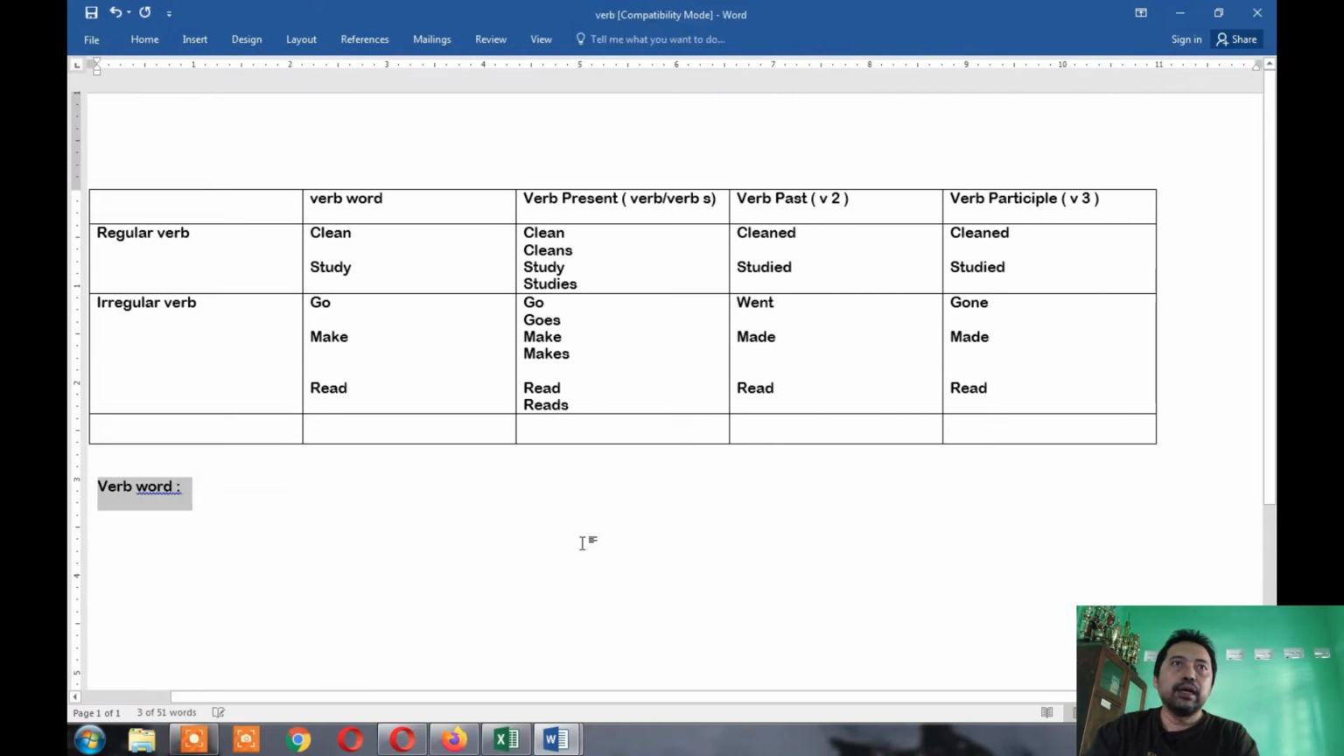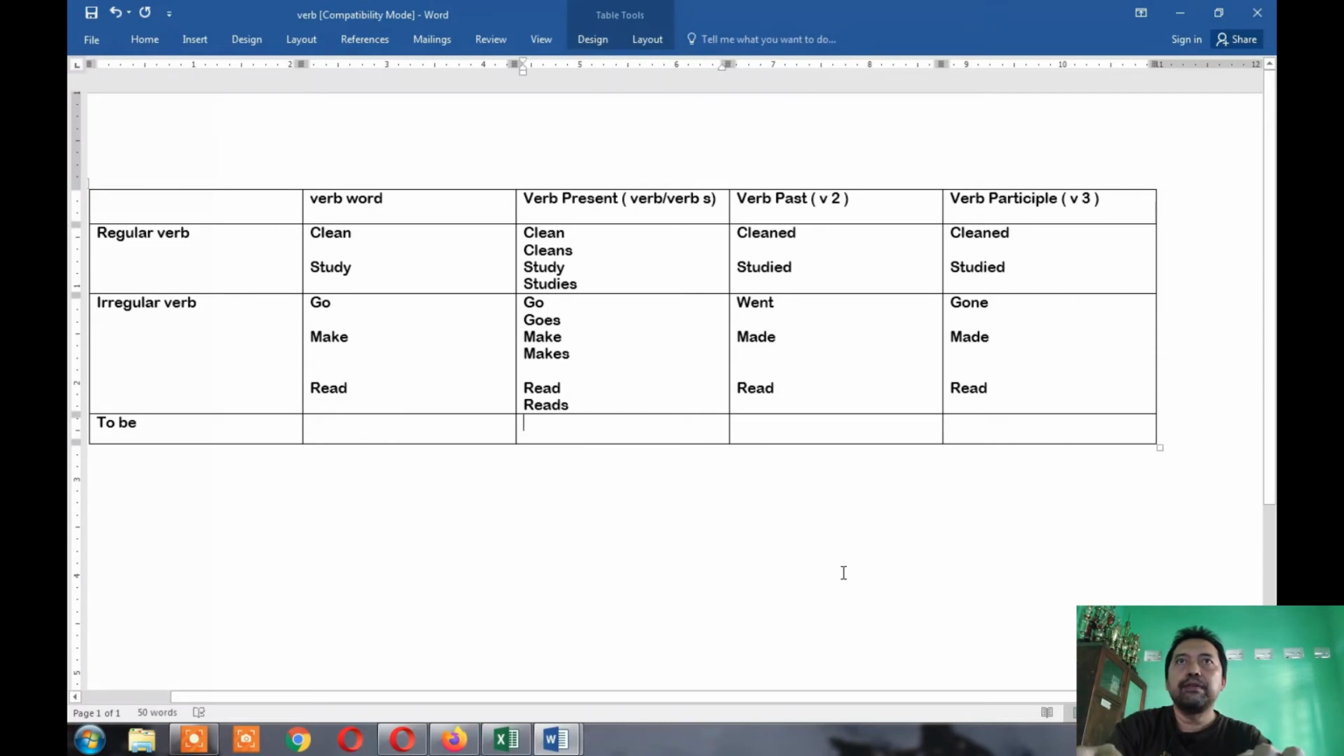All right, next. In sentences, besides verbs, we also know things like to be. To be is also categorized as a verb, but it is not an action verb. It's just helping a sentence to be correct and understandable. Now, the verb present of to be has three choices: is, am, and are. In the past tense, it will be was and were. And then the verb participle is been. And in the verb word, to be is just be. There is nothing else, just be.